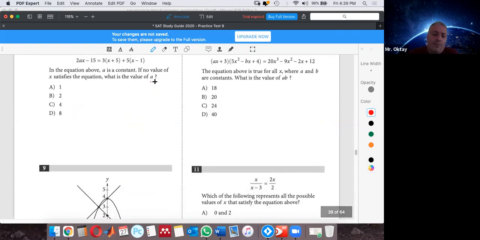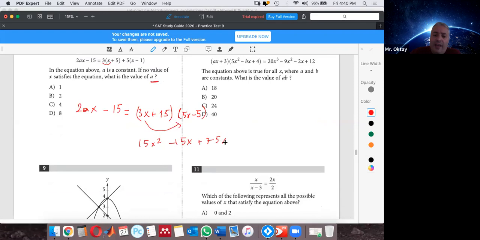What is A? Now, to solve these questions, just open the parentheses. 2ax minus 15. Now, 3x plus 15 times 5x minus 5. And one more, 15x squared, 3x times 15x, 3x times minus 5, minus 15x, 15 and 5, 75x. I don't want to make calculation mistake. You can check it. And 75. So it will be 15x squared.